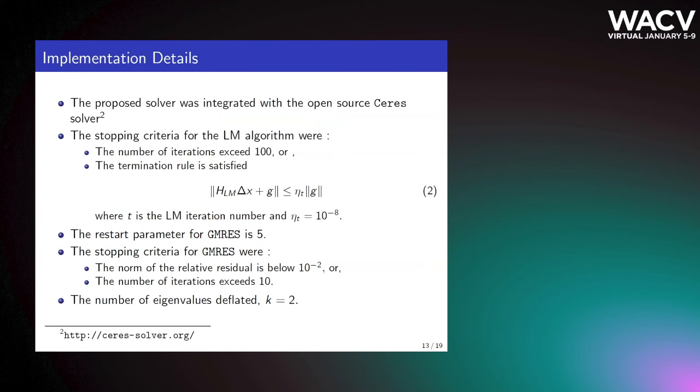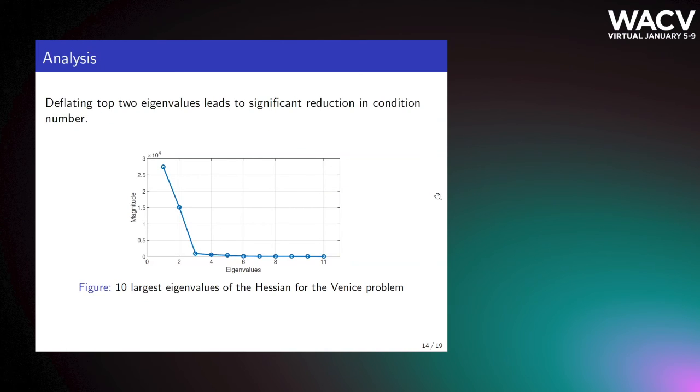Here are the implementation details for our experiments. For our experiments, we deflate the two largest eigenvectors. In this plot, the 10 largest eigenvalues for the Hessian of the Venice problem are shown. It can be seen that the two largest eigenvalues are much larger than the rest. Thus, deflating the two largest eigenvalues leads to a considerable reduction of the condition number, which in turn leads to faster convergence.